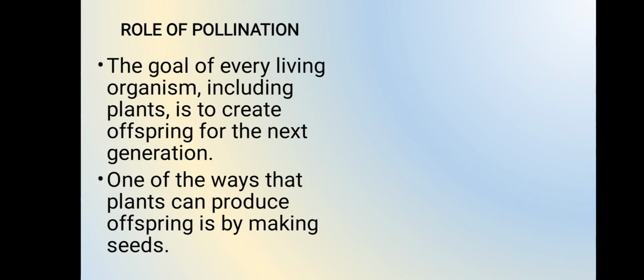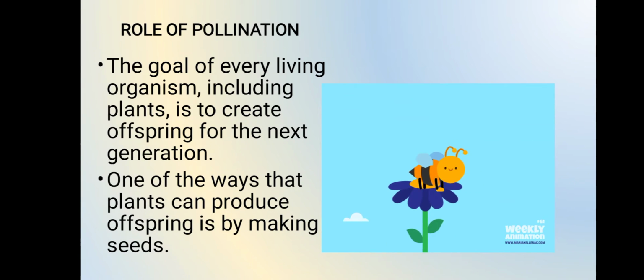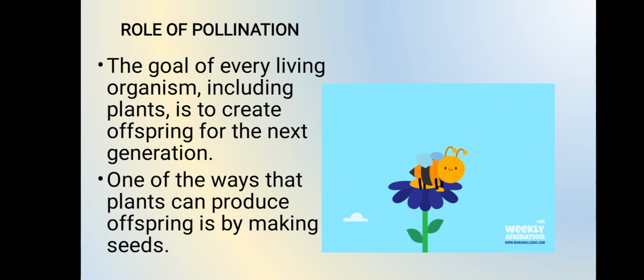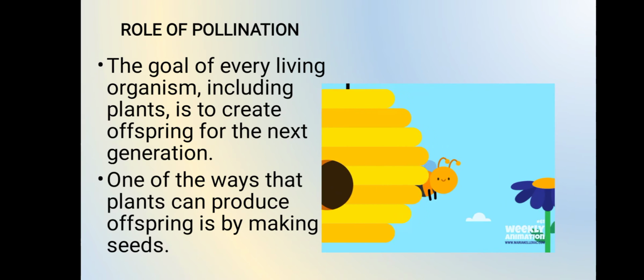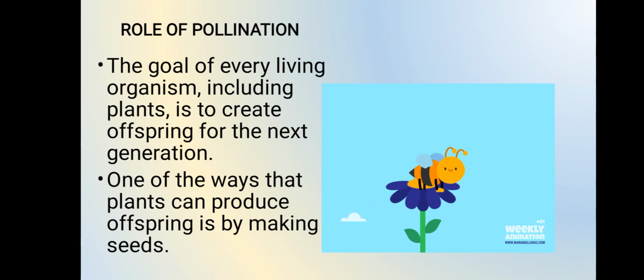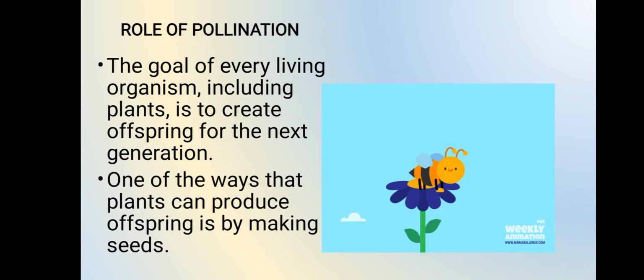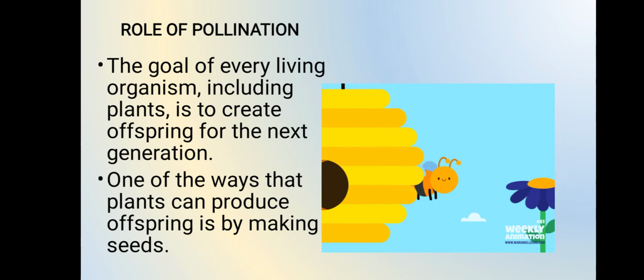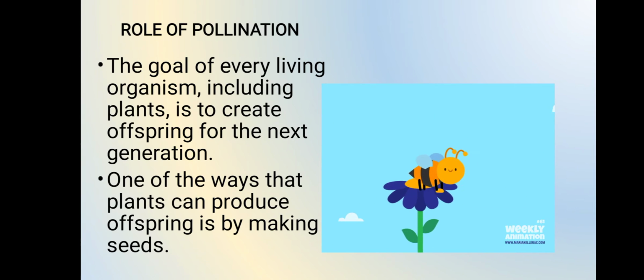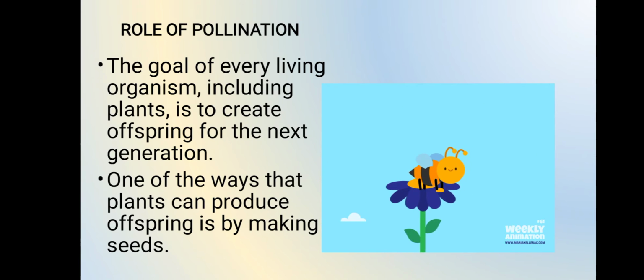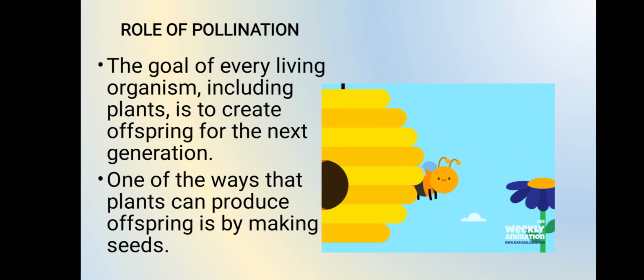So role of pollination. So why pollination is important? The goal of every living organism, including plants, is to create offspring for the next generation. One of the ways that plants can produce offspring is by making seeds. So how do we make the seed? It is by the process of pollination.